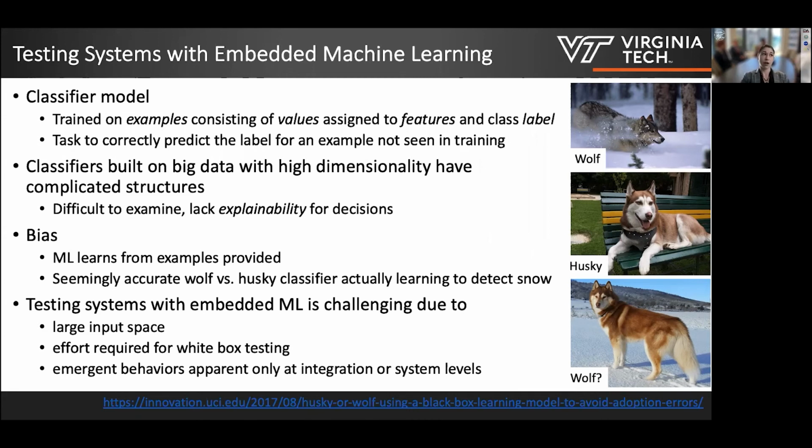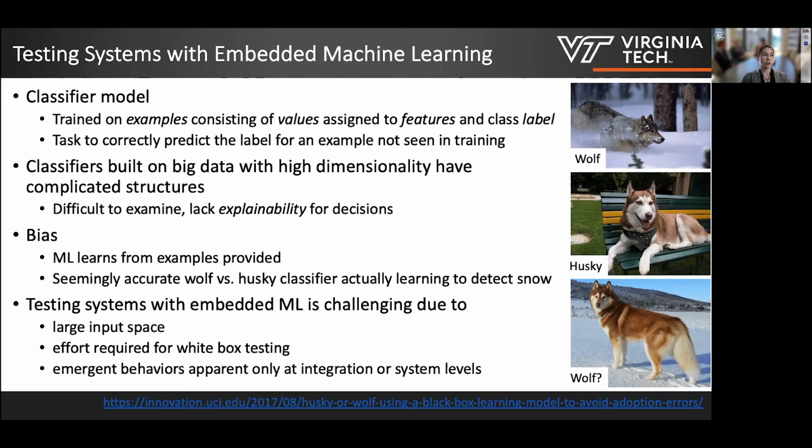The task is to correctly predict the label for an example that was not seen in the training set. When classifiers are built on big data with high dimensionality, they tend to have complicated structures. It might be a deep neural network. It has many layers in it. Each layer has many nodes, and these nodes are activation functions and weights, etc. And so the full network can be very difficult to examine, and it can lack explainability for its decisions. It might not be possible to look inside the network and say, aha, I see that this image is being classified as a wolf and not a husky because these weights are set this way.